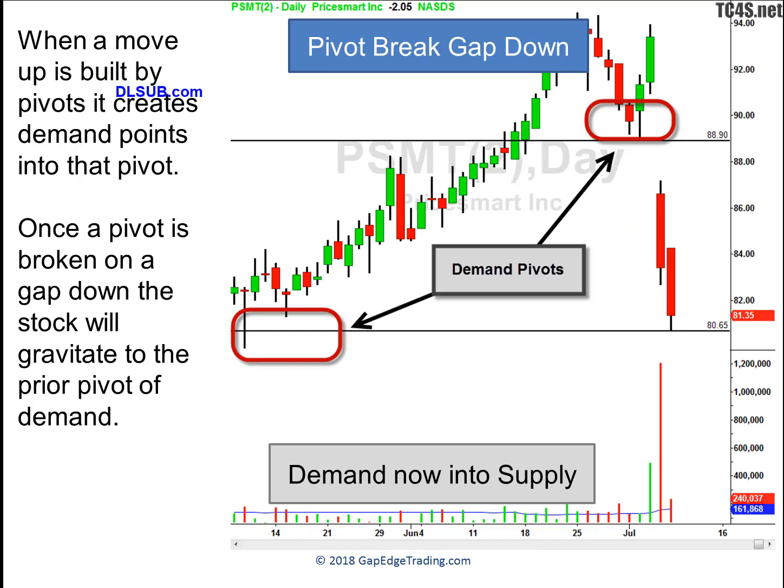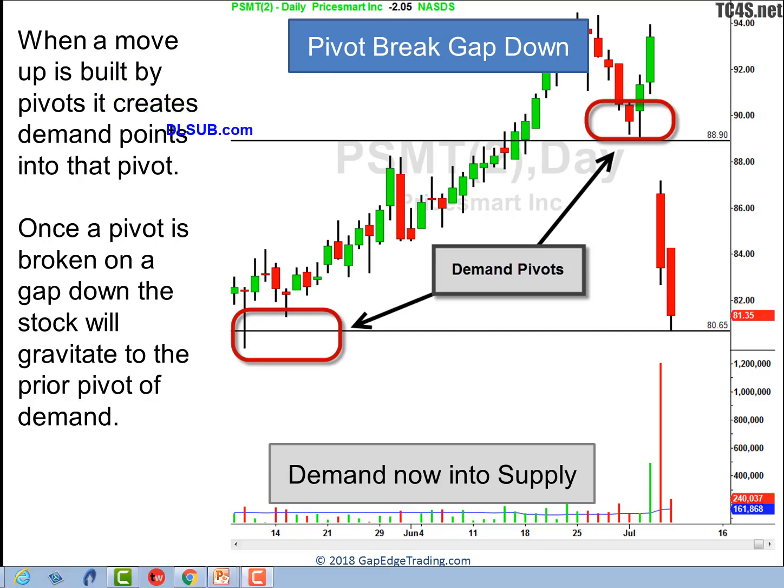Okay, now here we got a pivot break gap down. So when a move is built by a pivot, it creates a demand point into that pivot. So we see that the stock made a nice turn at 89.90 before the gap. And there's a lot of people packed in here on the long side, anticipating higher prices. So you're trading the event. But once a pivot is broken on a gap down, the stock will gravitate to the prior pivot of demand, which is $80.